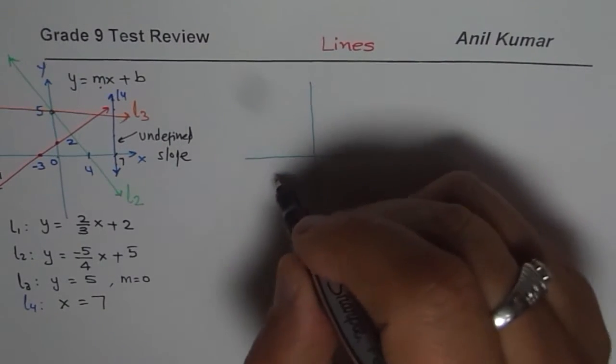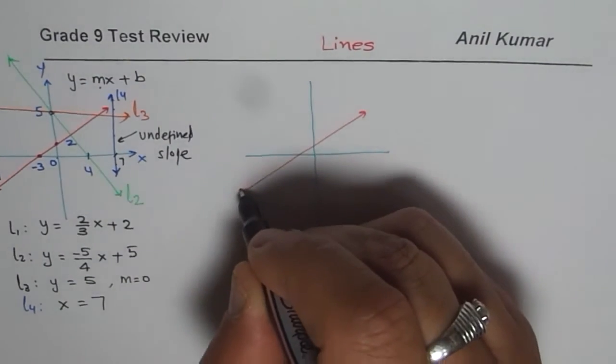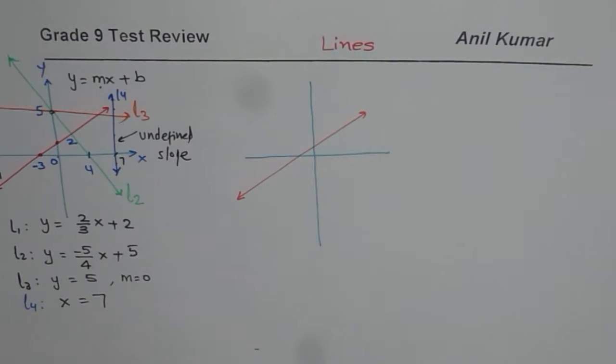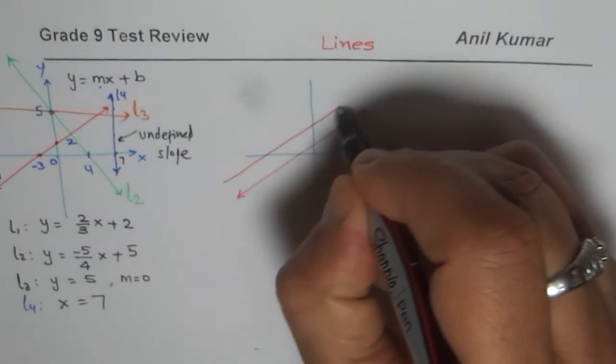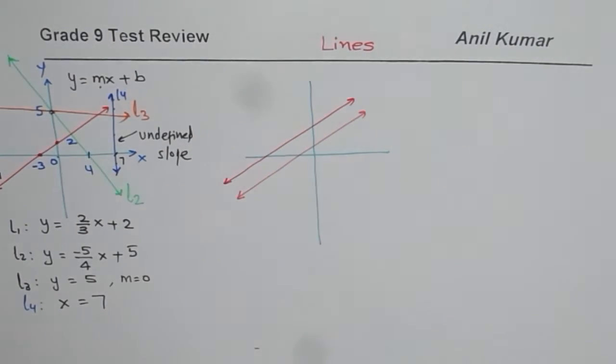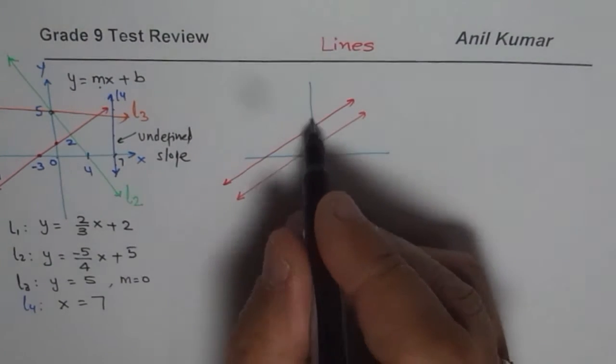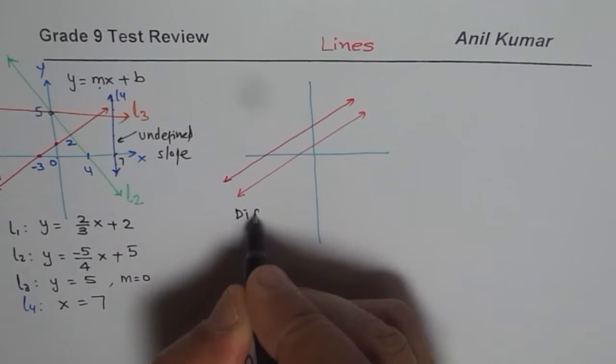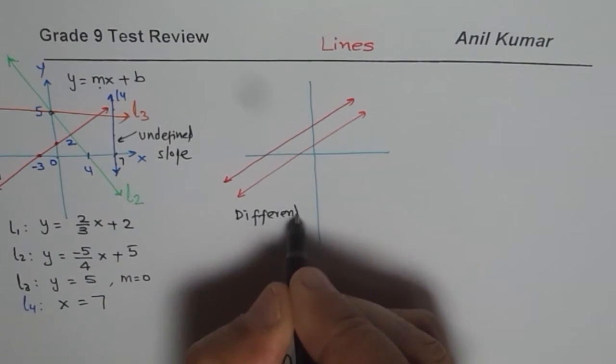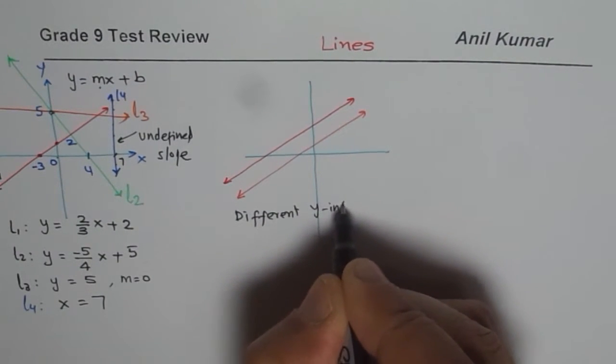Now if I have two parallel lines, it really means what? Let's say I have a line here and another line which is parallel to this. So let's have a similar line parallel to this. What you notice here is two things. One, that they have different y-intercepts. Do you see that?